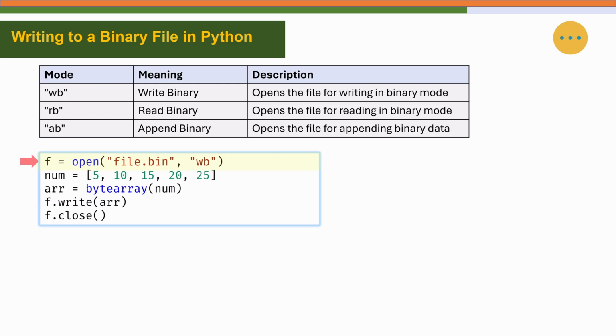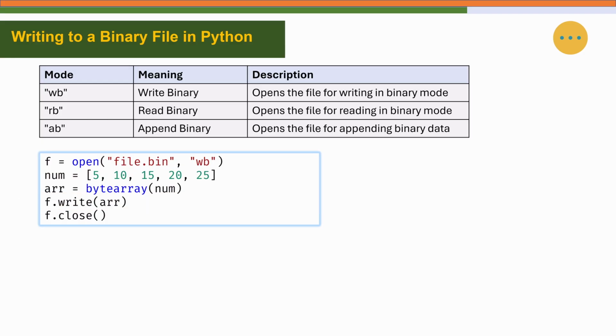Now to write numeric data directly to a binary file, we can't just use the write function on the list itself, because write expects a sequence of bytes, not integers. So we use the built-in bytearray function to convert our list of integers into a sequence of byte values. Each number in the list becomes a single byte. For example, 5 becomes a pattern ending with 101. After that, the write method stores these bytes into the file exactly as they are, no encoding, no formatting, just pure binary data. Finally, we close the file to ensure all data is saved properly.